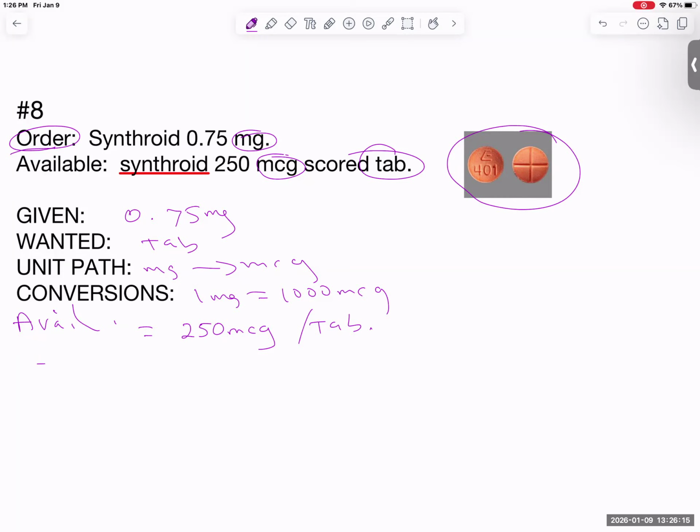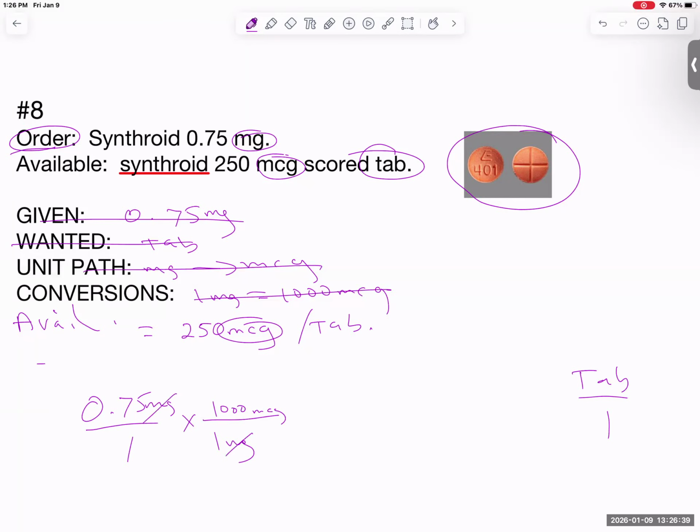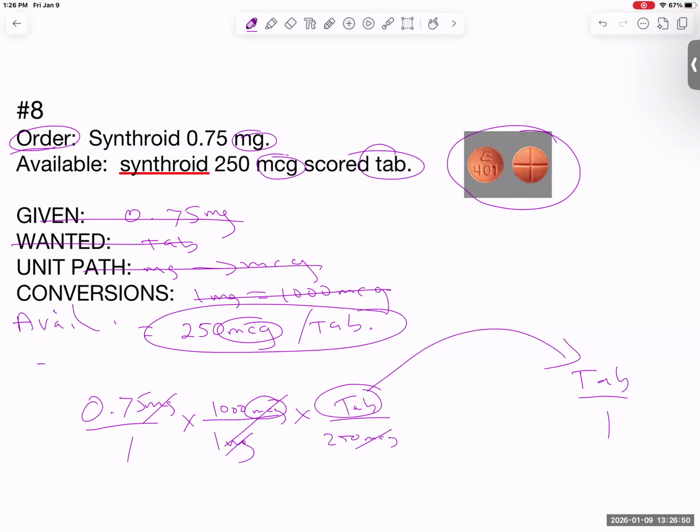We start with the given, the doctor's order: 0.75 milligrams. I put that over 1. I want it as tablet over 1. Now I have to get rid of milligrams to get to the tablets. So I have to use a conversion, because what's available is in micrograms. 1 milligram is 1,000 micrograms. I'm going to cross off what I'm using. And then to get rid of micrograms, I use what's available, and that's 250 micrograms per tablet. That crosses off my micrograms and leaves tablet in the numerator, just what I need. Everything else is crossed off. Beautiful. So now it's just math.